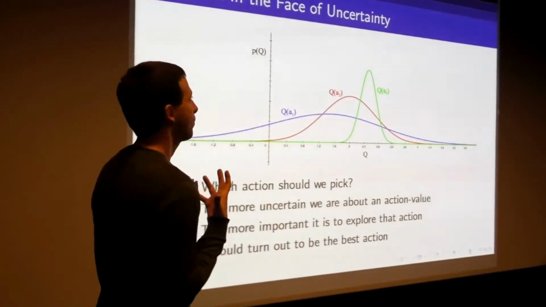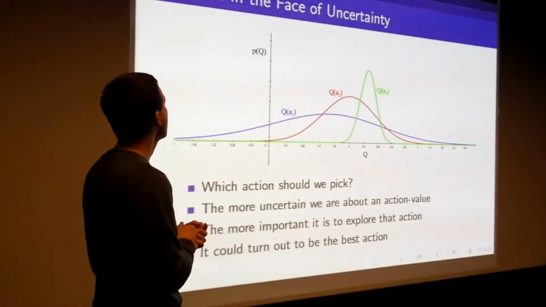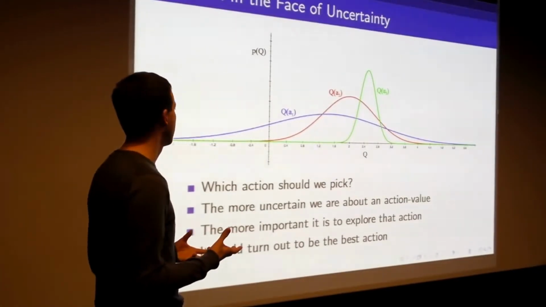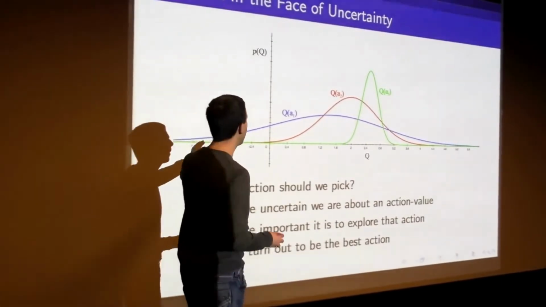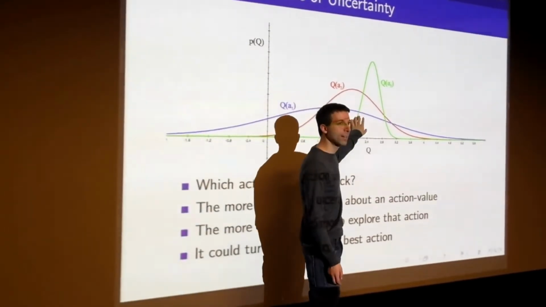Okay. So let's get back to principles and then come back to algorithms again. This is the main principle that we're going to use for this next section, which is the optimism in the face of uncertainty principle. So imagine that there are three different arms. Here's three different arms. There's the blue arm, the red arm, and the green arm.